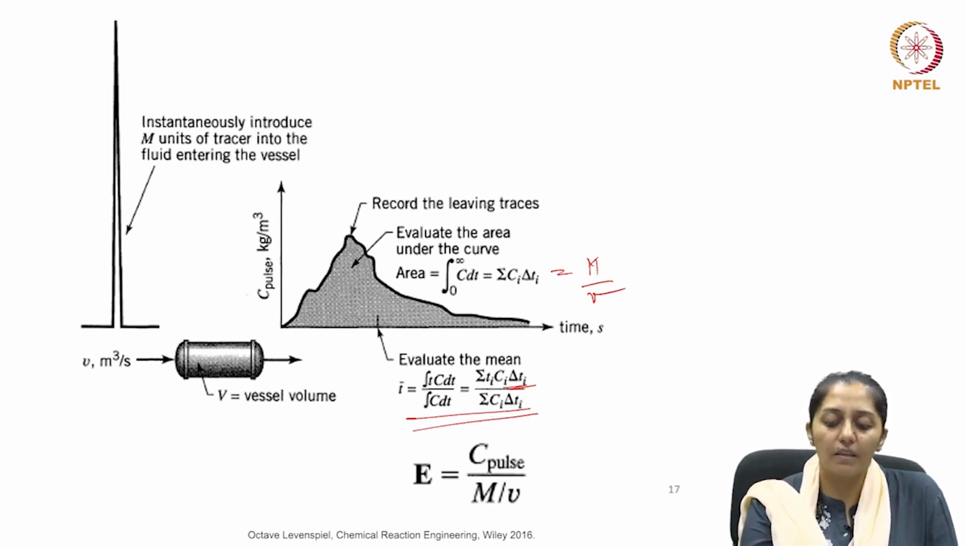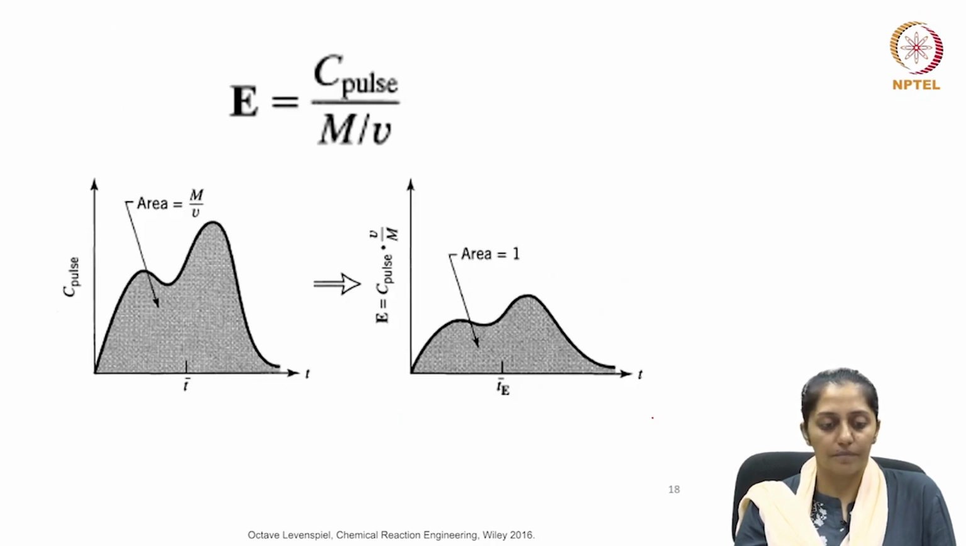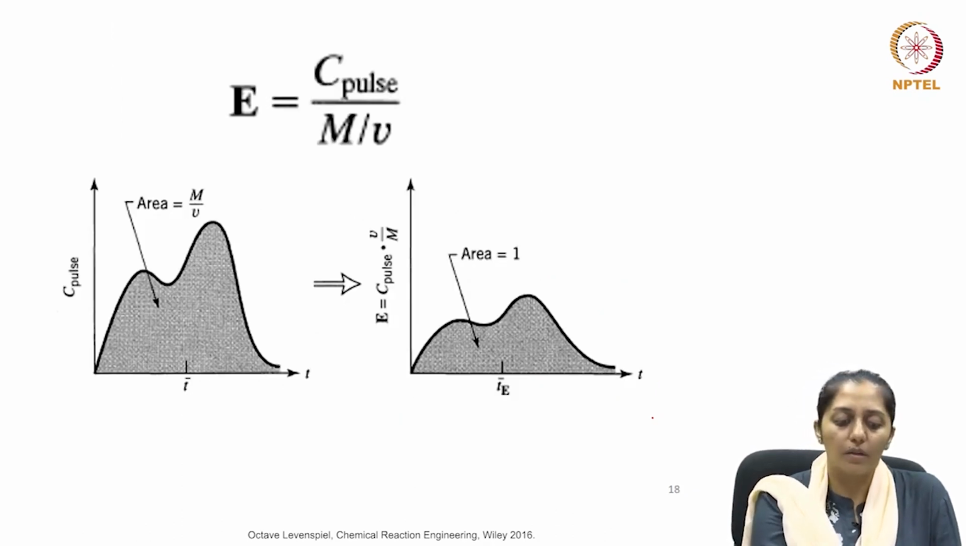Now, the area under the curve is equal to 1 for an E curve. So if we divide the C pulse values by m by v, then we should be able to get the E values. This is what is done to convert a C pulse curve to an E curve.